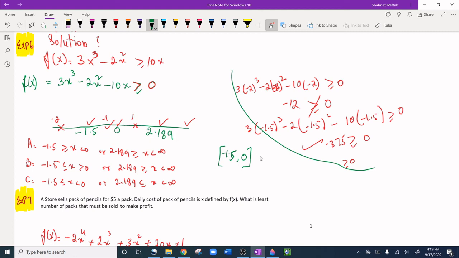Then I'm starting with 2.189. Why do I have a bracket for 2.189? Because it's included, it works. And then I have a positive infinity, and infinity, whether it works or not, is not a real value, so we have to put a parenthesis, never a bracket. So this is what I got so far.